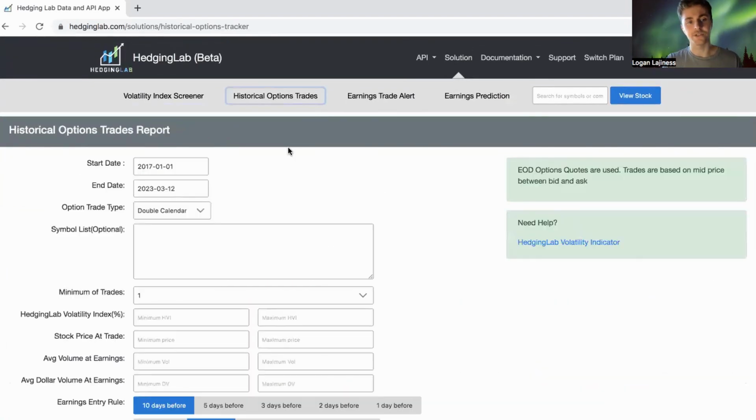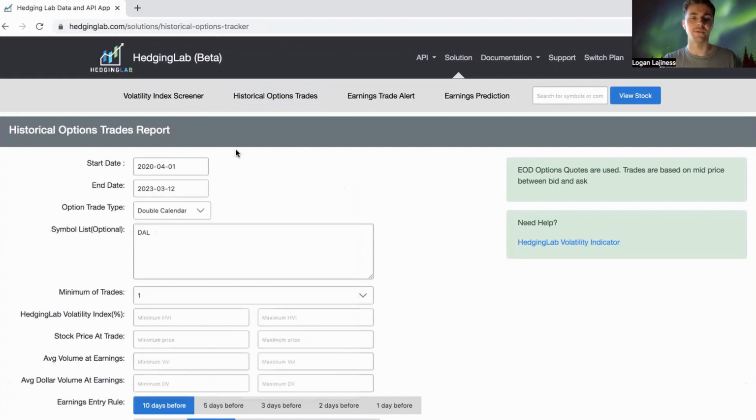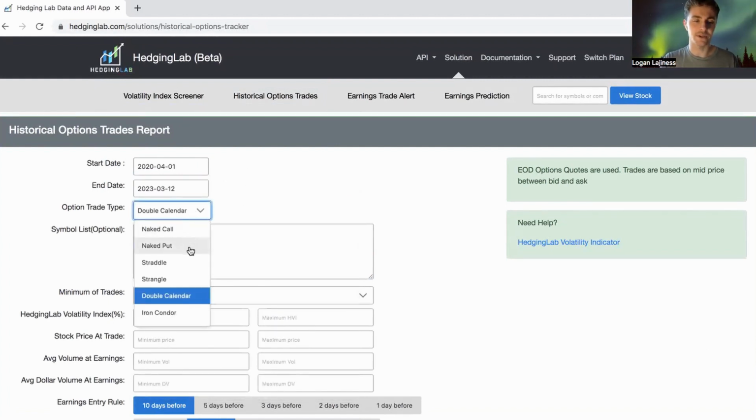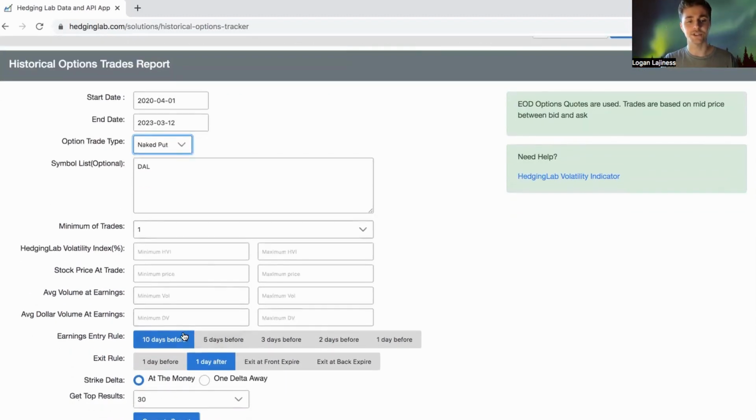Right? Delta Airlines. Here's the historical options trade report, and this is a really cool little function as well. So we're talking about Delta, right? Delta Airlines, DAL. So you can say, okay, let's go back to 2020. Let's say we wanted to know from April 1st, April Fool's Day of 2020, the option strategy that we were going to try on Delta Airlines was a naked put, right? And minimum 1 trade. What's our earnings entry rule, right? So our earnings entry rule would be we're going to enter 2 days before. Our exit rule is 1 day after.